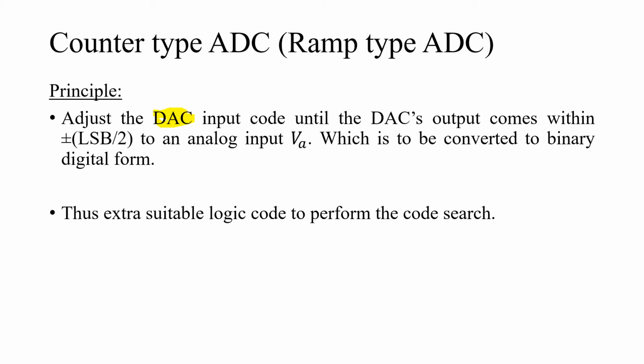Then we compare with the analog value, and it should always be in the range plus or minus LSB by 2, which is to be converted to binary digital format. Okay, thus an extra suitable logic code is used to perform the code search.